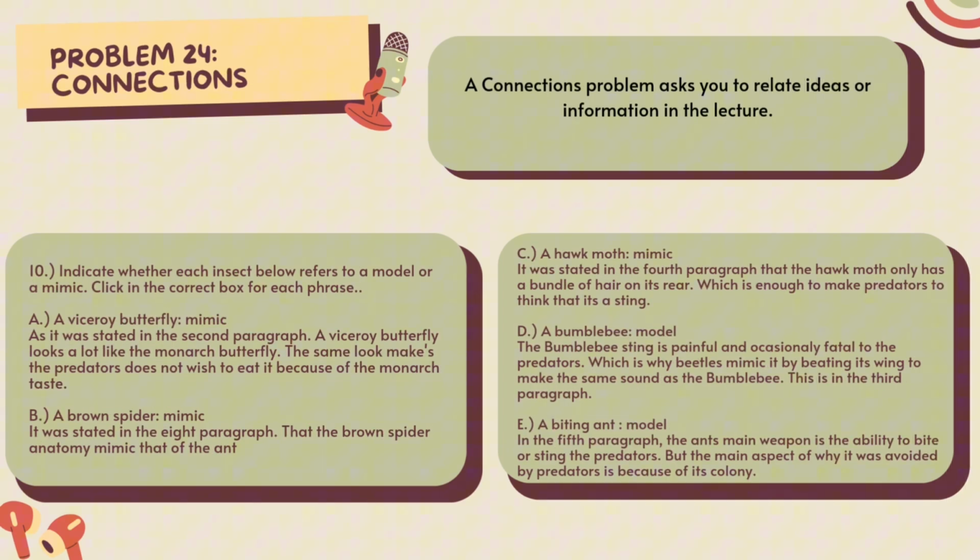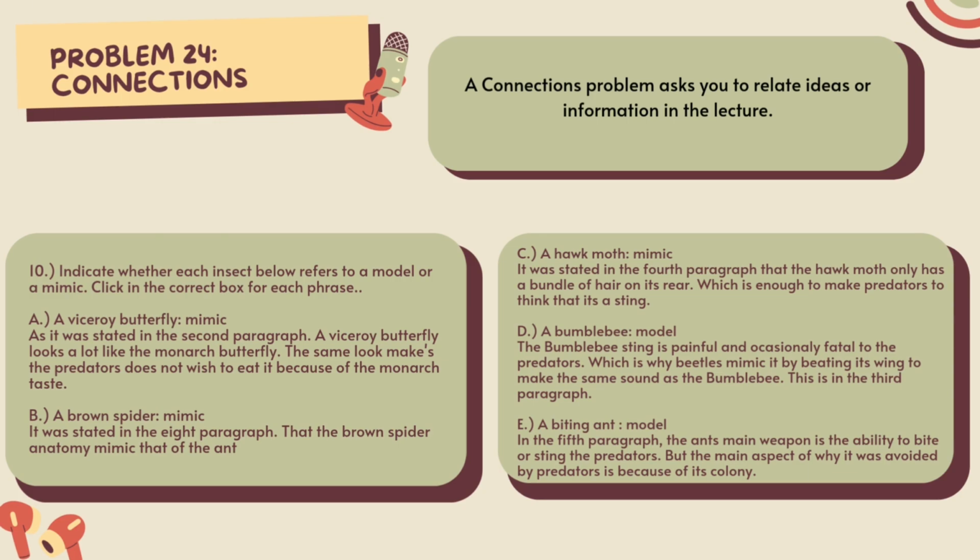Problem 24. Connections. A connections problem asks you to relate ideas or information in the lecture. Indicate whether each insect below refers to a model or a mimic. Click in the correct box for each phrase. A. A viceroy butterfly. A mimic. As it was stated in the second paragraph, a viceroy butterfly looks a lot like a monarch butterfly. The same look makes the predator not wish to eat it because of the monarch's taste.